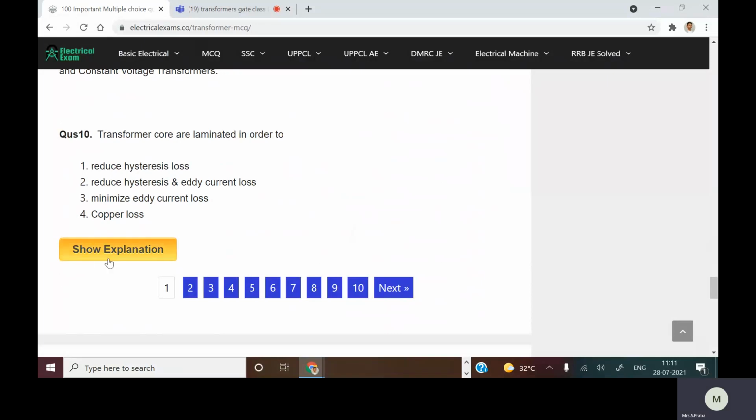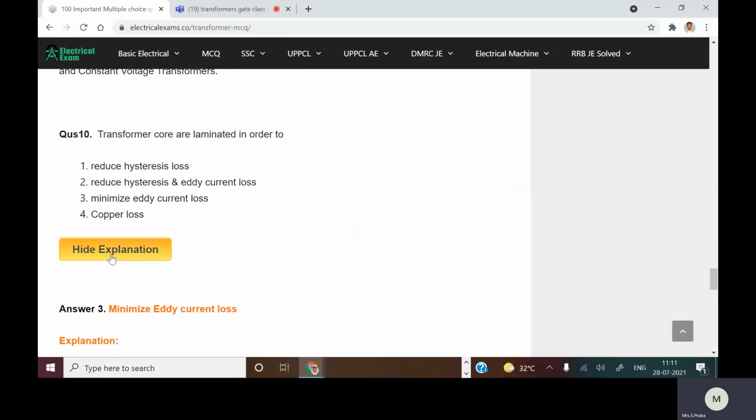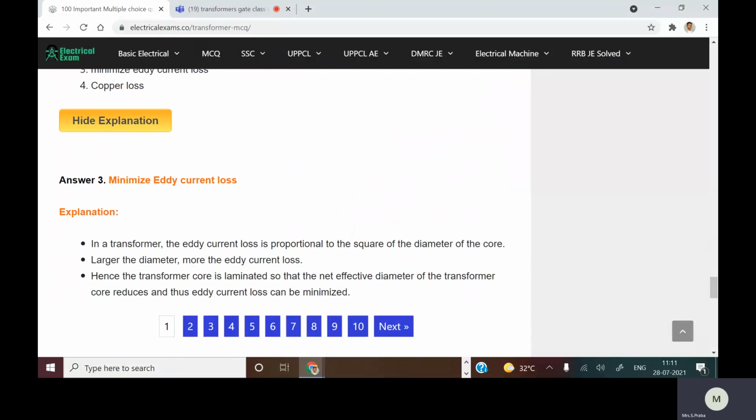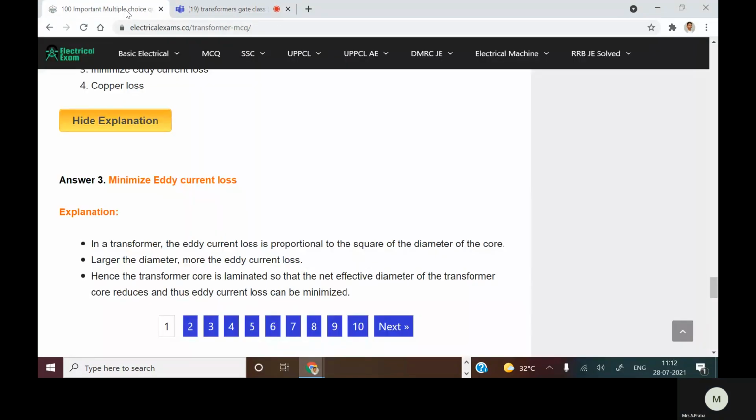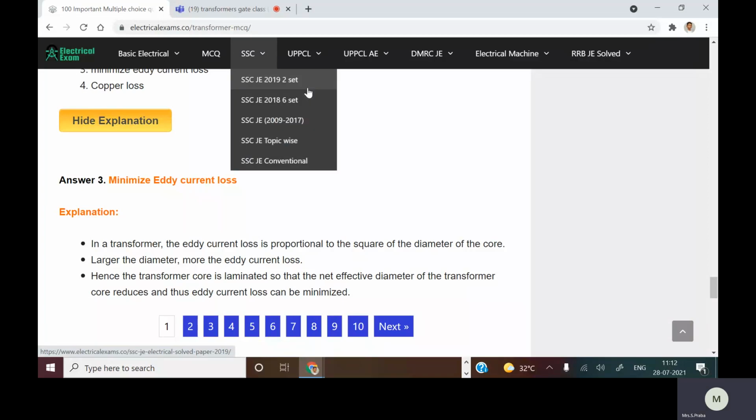Let's see the explanation. Minimize eddy current loss. In a transformer, the eddy current loss is proportional to the square of the diameter of the core. In order to avoid the losses created by the eddy current, the core must be laminated. Any doubt? So to minimize the eddy current loss, we have laminated.